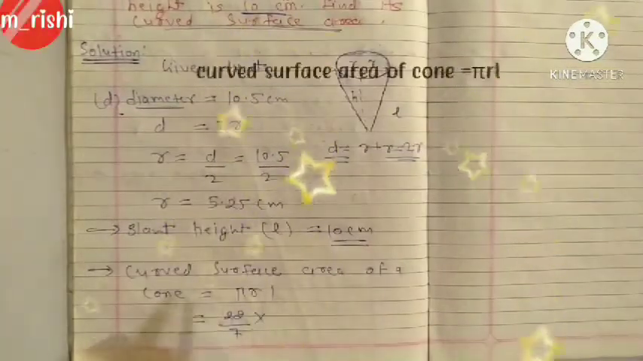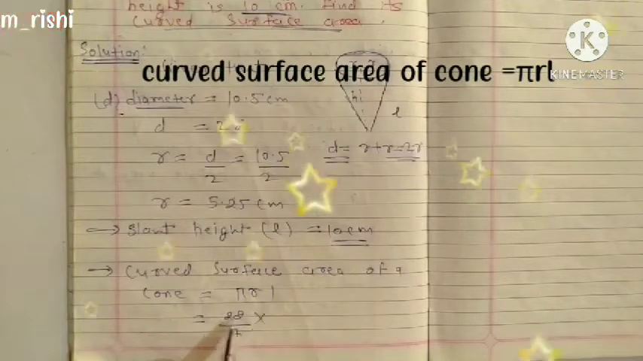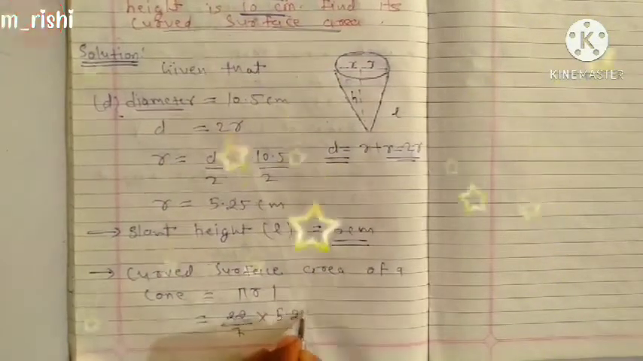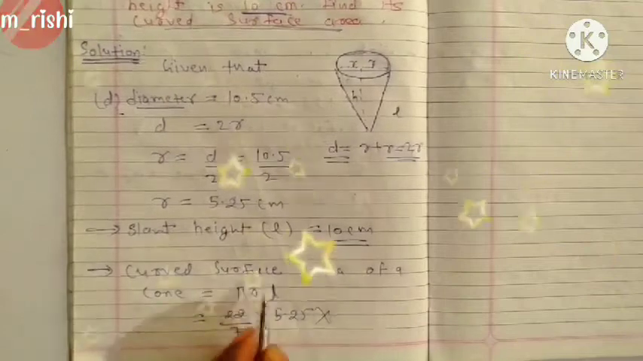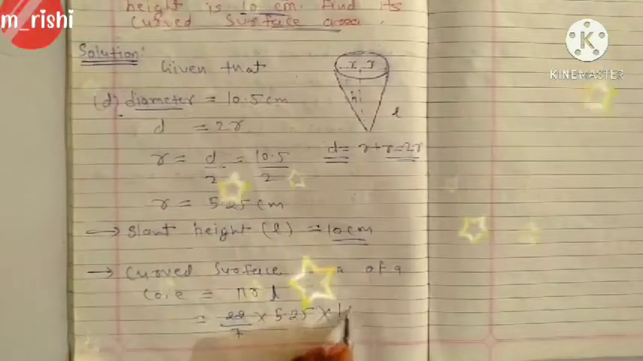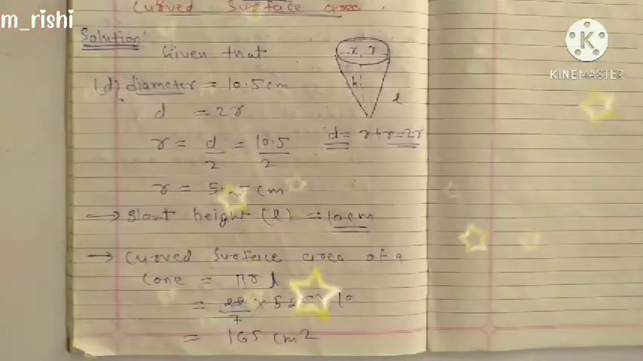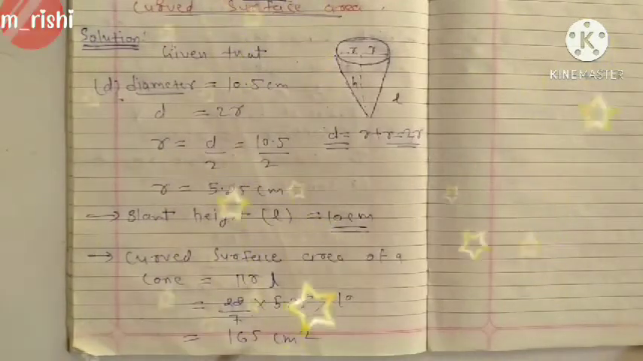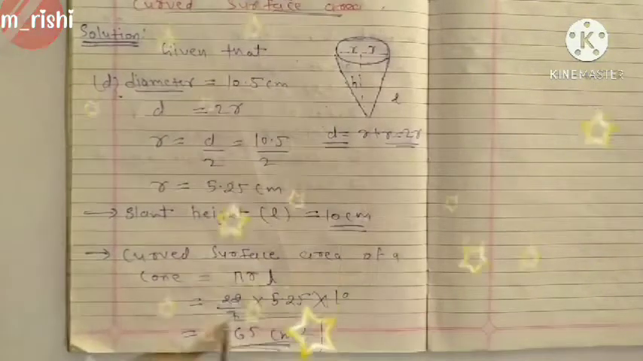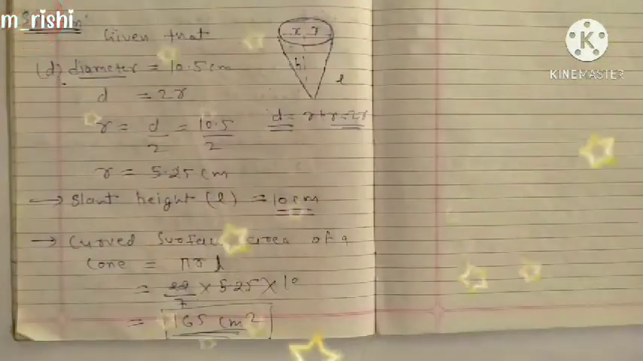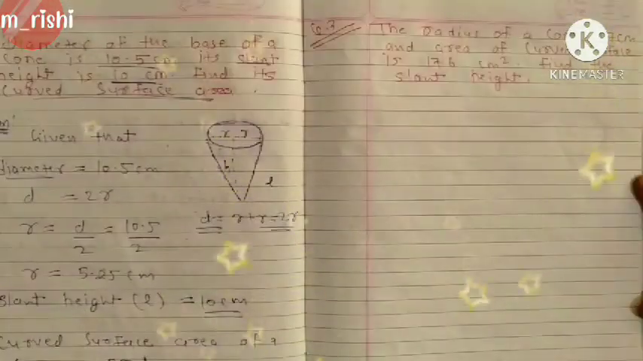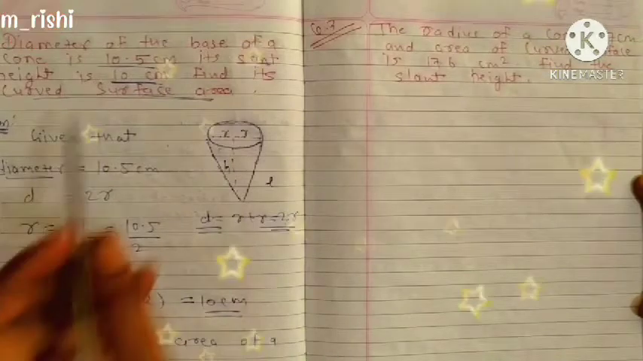Curved surface area of a cone equal to pi r l, and put the value of pi as 22 divided by 7, multiplication 5.25, multiplication l. What is l? 10 centimeter. So write here 10. So now we finally get the answer, 165 centimeter square. Do not forget to write the unit. Now next is question number 3.